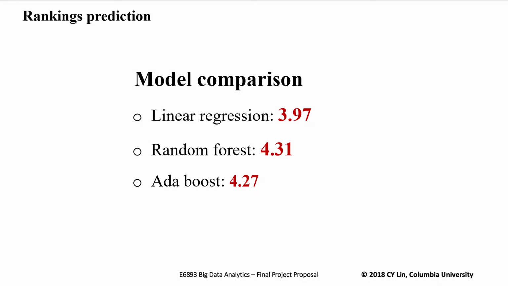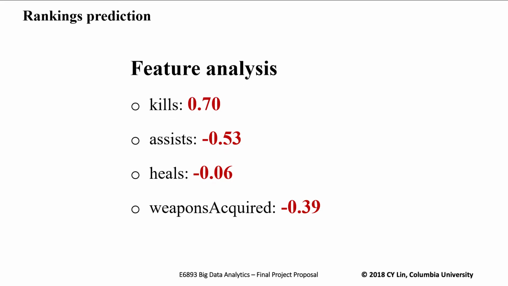Three regression models are used. The linear regression model has the best fit, and its average prediction error is 3.97. So we decided to use this model to do strategy analysis. A feature with a positive linear coefficient will cause the ranking to drop. Based on the linear model coefficients, we found some extremely interesting phenomena.